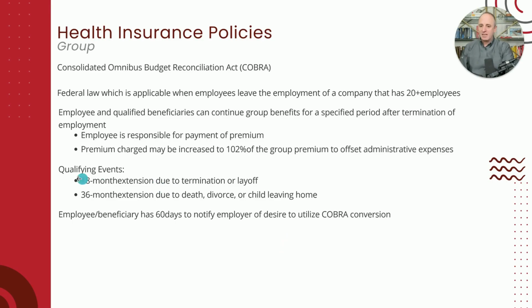You can basically receive this for an 18-month extension if you're terminated or laid off. And if it's based on death, divorce, or a child leaving home, you can get 36 months of continued coverage. The employer has to notify the employee, and the employee has to notify within 60 days, yes, I want to opt in for this. And by the way, this is for companies that have 20 plus employees. Most states, and I say most because I'm not sure if it's all, have their own version of COBRA that covers 19 employees or less, but COBRA kicks in at 20 employees or more.